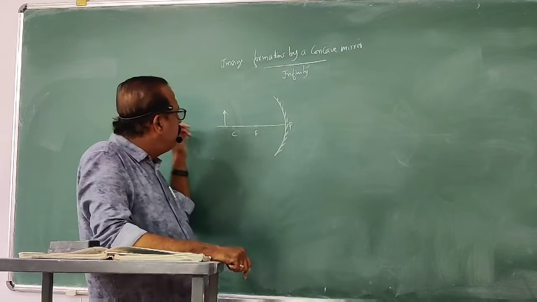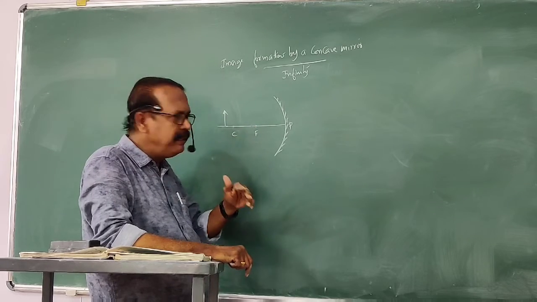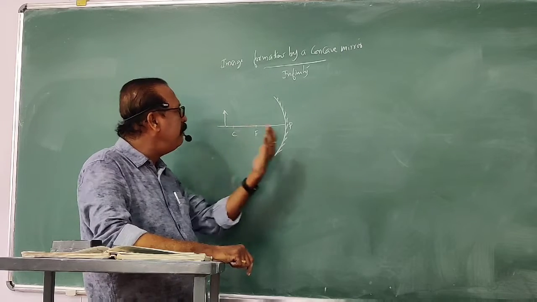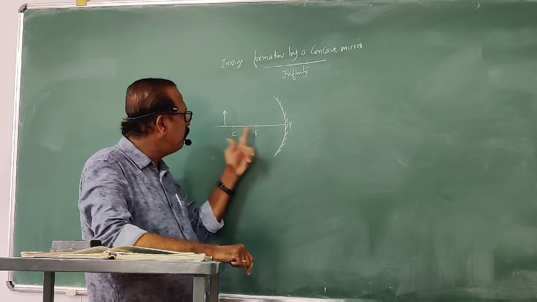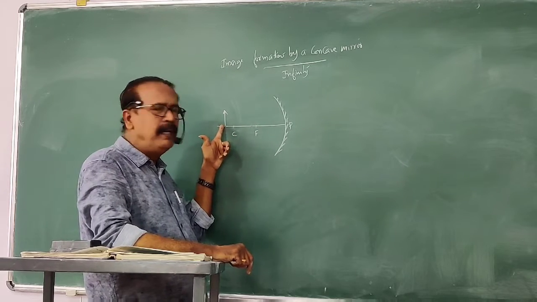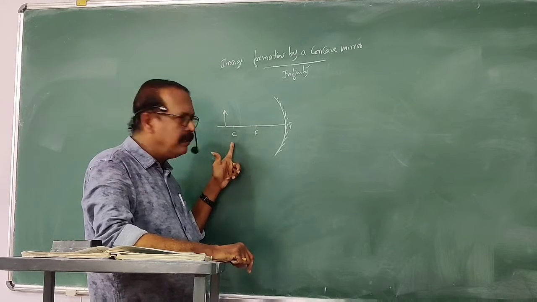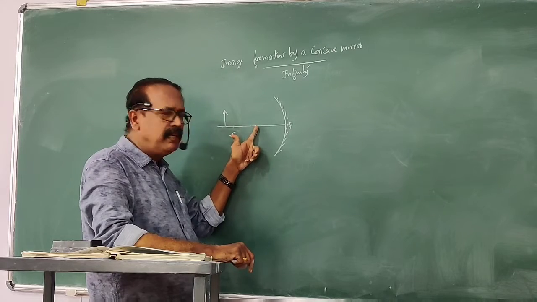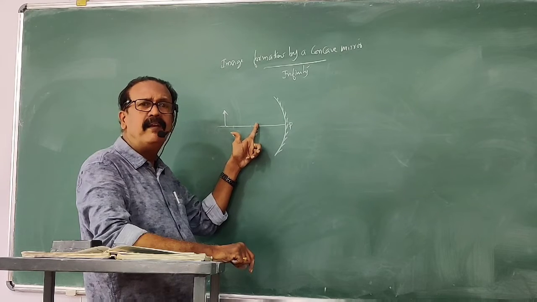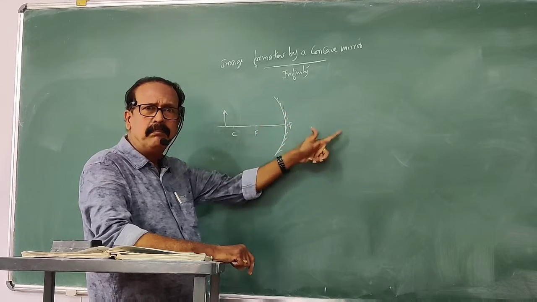Once again, object at infinity, image is formed at the focus. Nature I will explain. Object beyond C, image will be between F and C. Image will come away from the mirror. First of all, it is at focus, now it will come away. Object at C, image at C. Object between C and F, image beyond C. Object at F, image is at infinity. Object between F and P, image behind the mirror.